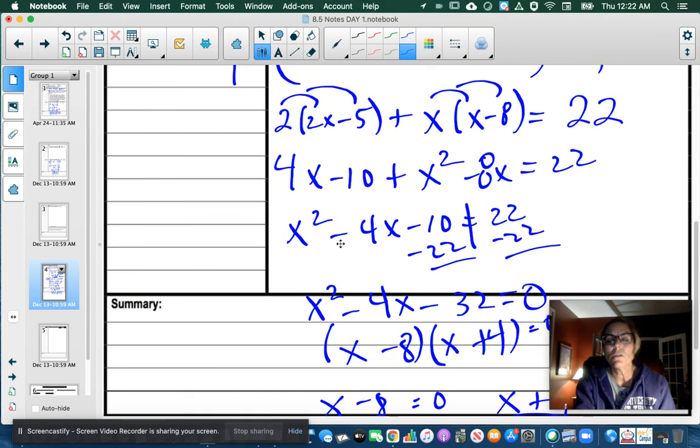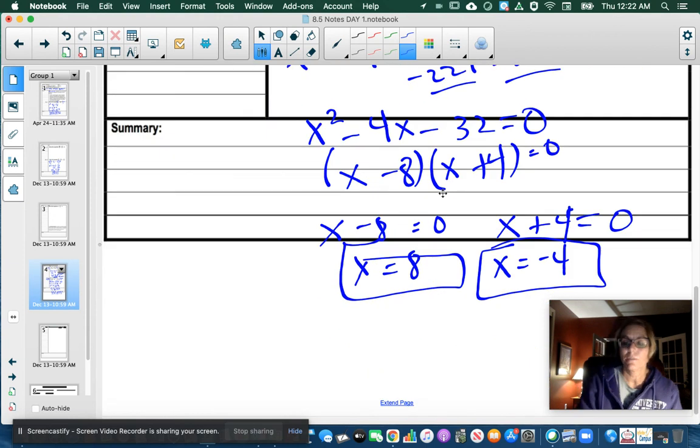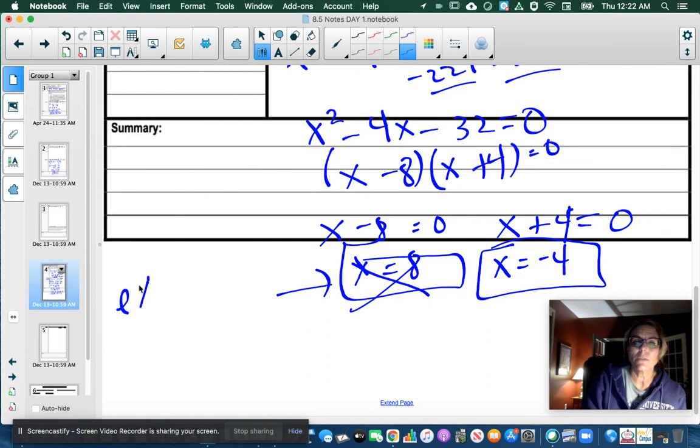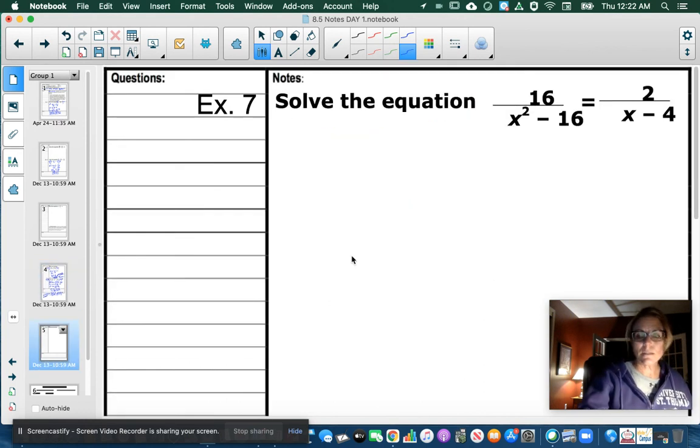Go back to the original. If I plug in 8, I'm going to be dividing by 0. If I plug in negative 4, I'm going to be fine. So this right here, the x equals 8, that is our extraneous solution. That's a solution that we find that really is not a solution. So our only solution here is negative 4. Saving that for class.